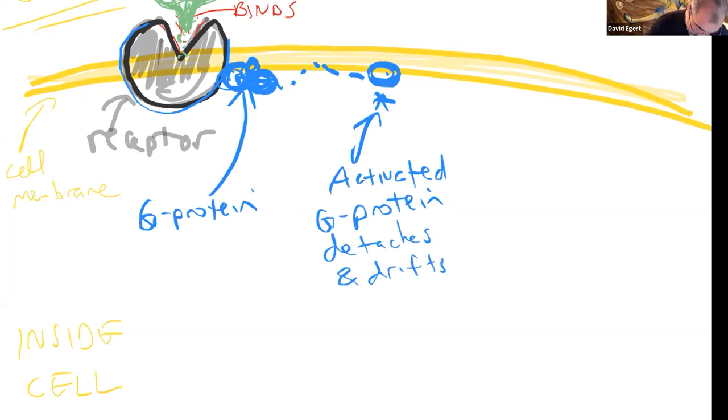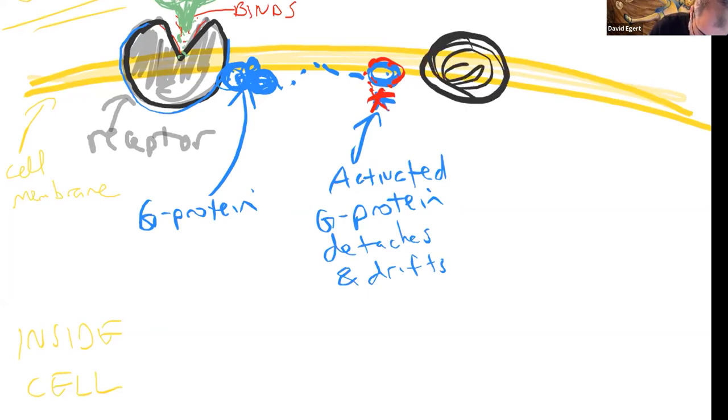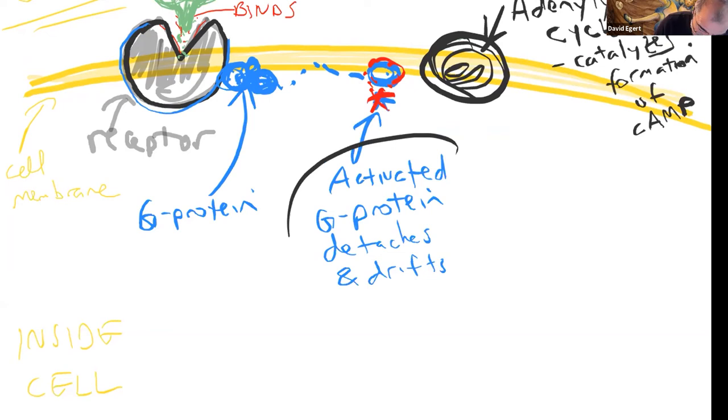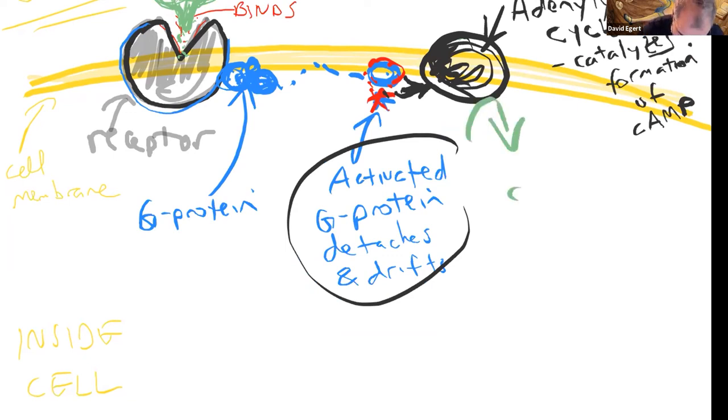Now we have our little G protein, maybe I give it a little red color because it's activated. This activated G protein, which was activated by the binding of the ligand to the receptor, can do lots of things. A typical thing it might do is turn on an enzyme in the membrane called adenylyl cyclase. This catalyzes formation of cyclic AMP. So when this activated G protein gets to adenylyl cyclase, it turns it on, and that's going to start creating lots of cyclic AMP in the cell.